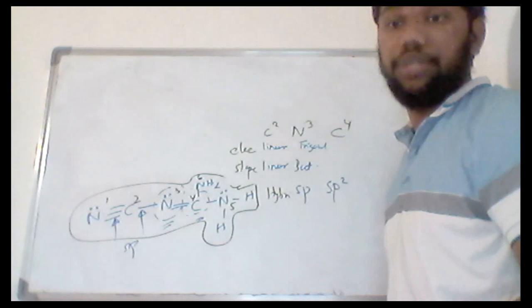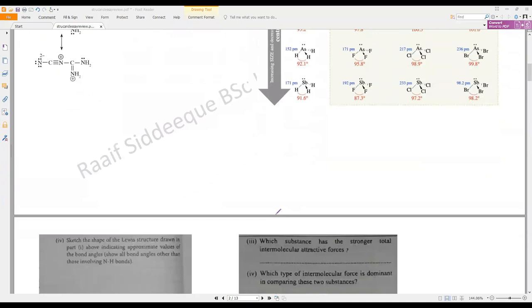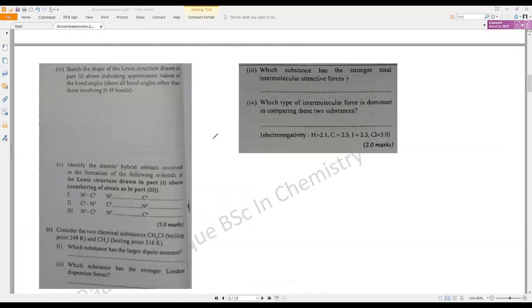Okay. So we will go very quickly for the next one. This is done. We have discussed this one also. And then you have to draw the shape in a definite manner by indicating all the bond angle values. So here you can see this is sp2. So basically you can draw this as NH2 like this, and this NH2 like this, indicating there is an angle around 120. This one also around 120.